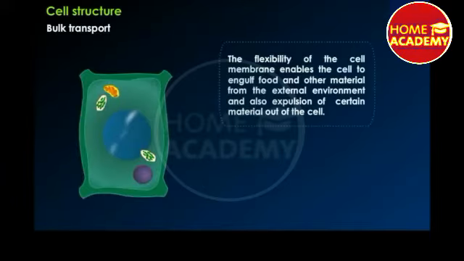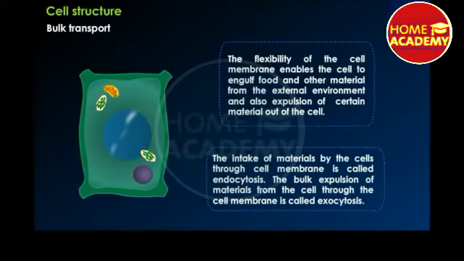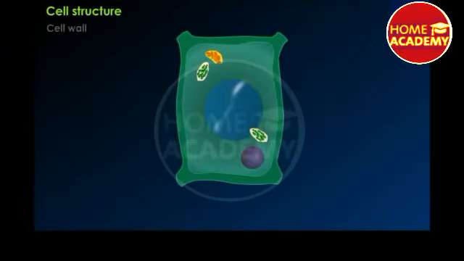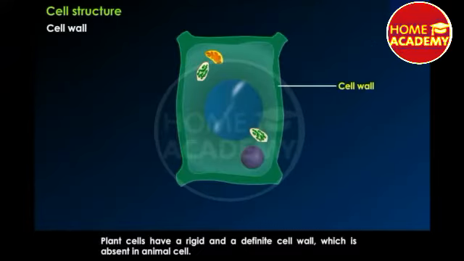Bulk transport. The flexibility of the cell membrane enables the cell to engulf food and other material from the external environment and also expel certain material out of the cell. The intake of materials by the cells through cell membrane is called endocytosis. The bulk expulsion of materials from the cell through the cell membrane is called exocytosis.